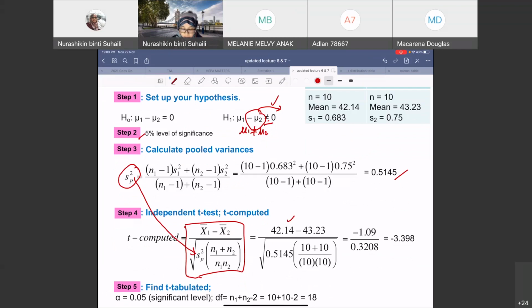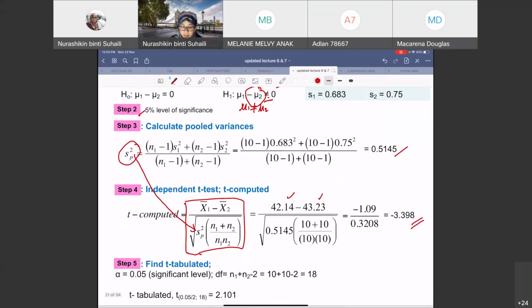Okay, this one is given, right? 42. 43 is also given in the question. And the rest, yeah, and you get this value, the T value. T computed. Now, the next thing is to find T table or T tabulated, because you want to compare the two values. So how do you find the T tabulated?